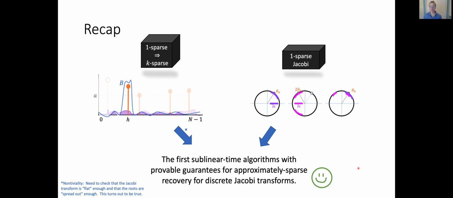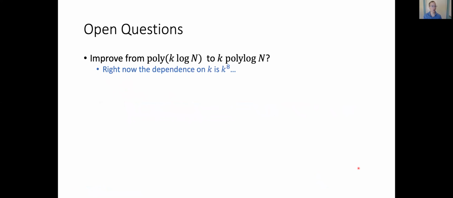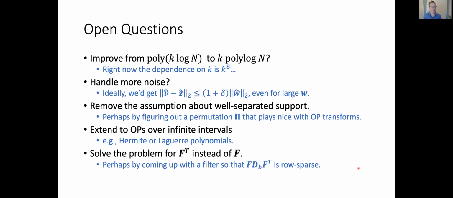which makes us happy. So just a few quick open questions. I think I've already mentioned several, but I'll highlight some. We'd really like to improve this dependence on k from k to the 8 to something better. Also, someone asked about the dependence on delta. That's also something that could be improved. And then also removing these assumptions about having well-separated support and handling more noise. I think both of those assumptions might be able to be removed if you could come up with some nice permutation that plays nice with orthogonal polynomial transforms.